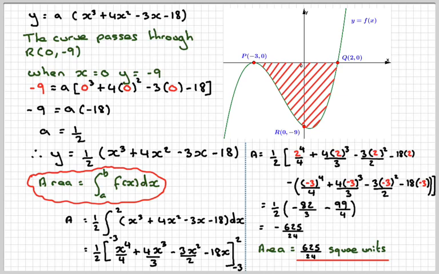So this has been a video to show you how to find the equation of the function, and then use that to find the area enclosed by the curve and the x-axis. So I hope you've understood, and I thank you very much for watching.